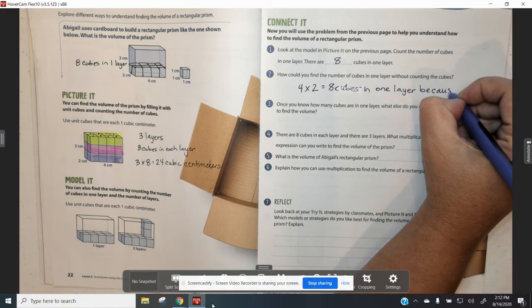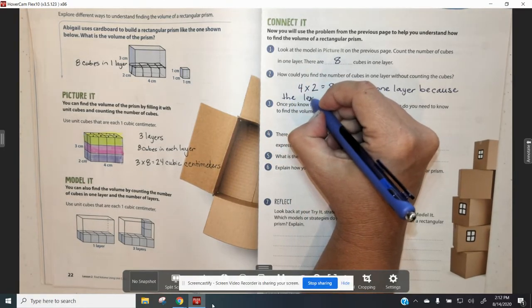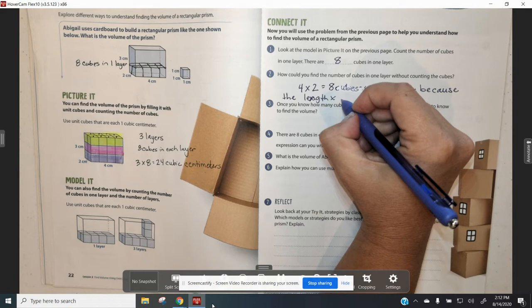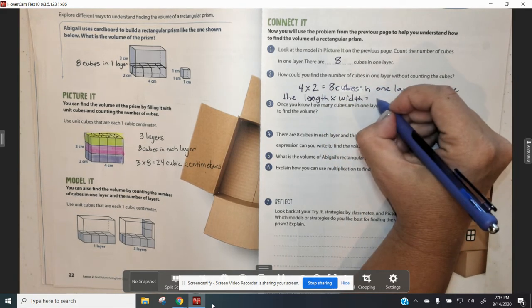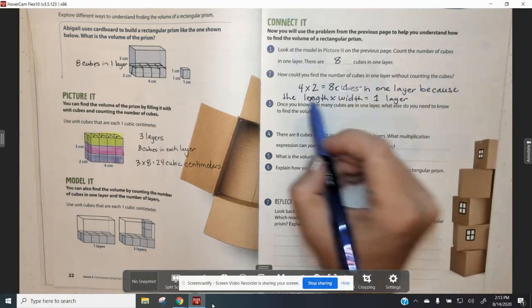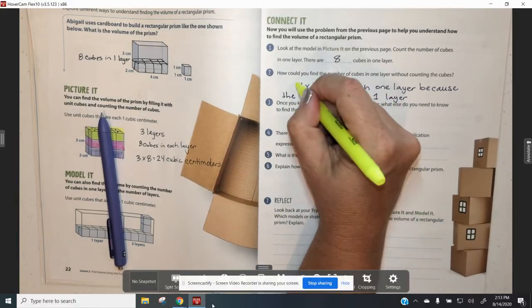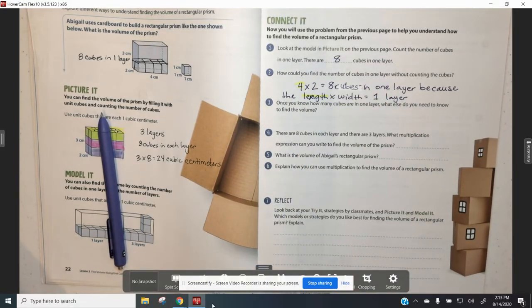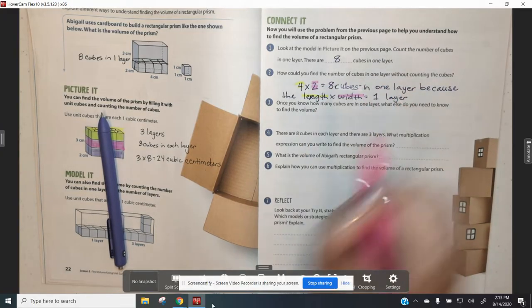because the length times the width equals 1 layer. So the length is 4 and the width is 2.